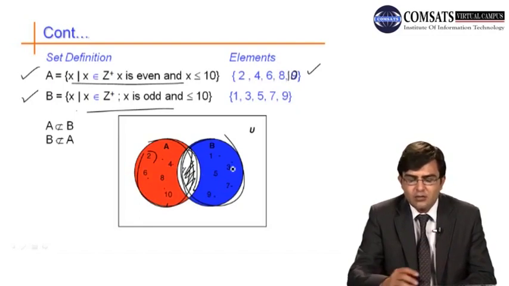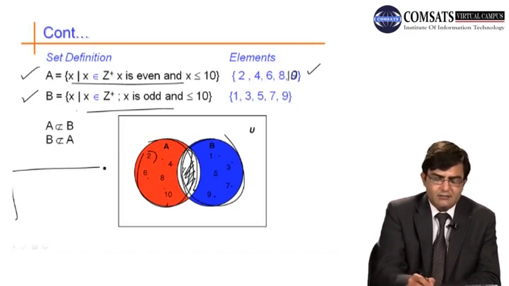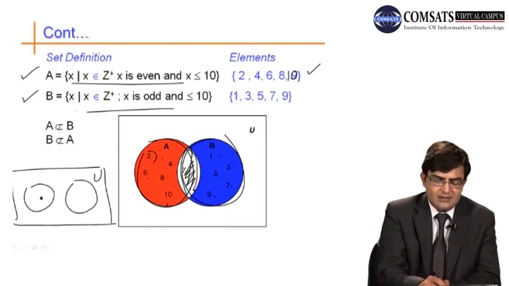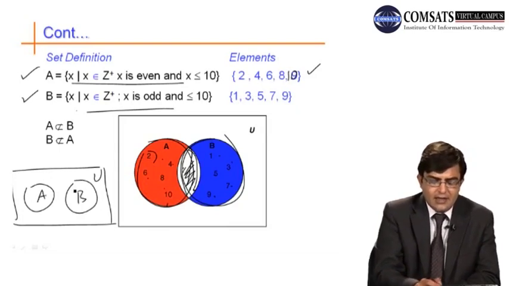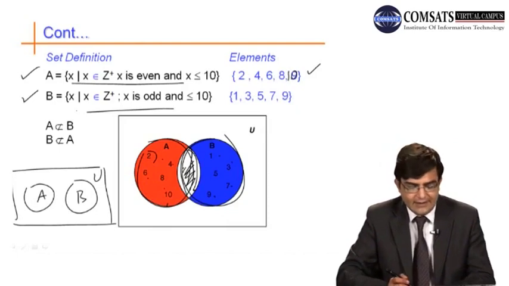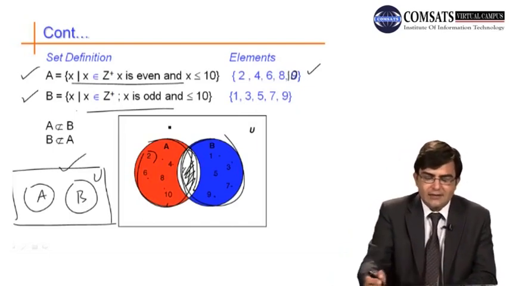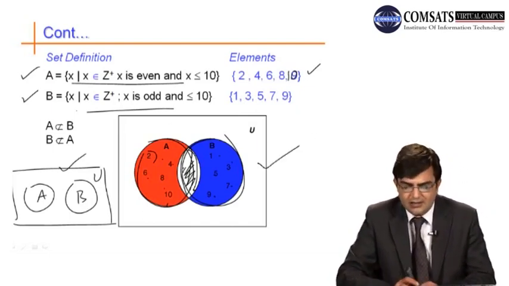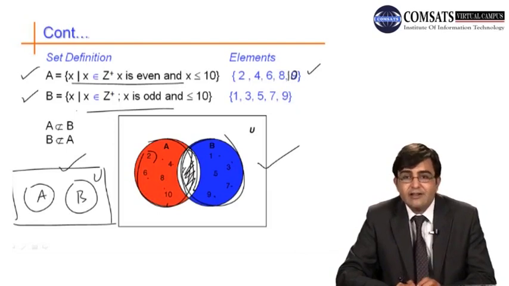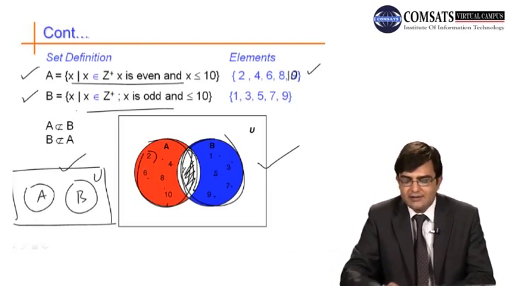Because they are not common, we can construct the Venn diagram like this, or we can construct the Venn diagram like this also, where U is this, A is this, B is this. Because A and B are disjoint sets here, there is no common element in these two sets, so the Venn diagram could be like this or could be like this. We can express these sets using a Venn diagram either like this or like this.